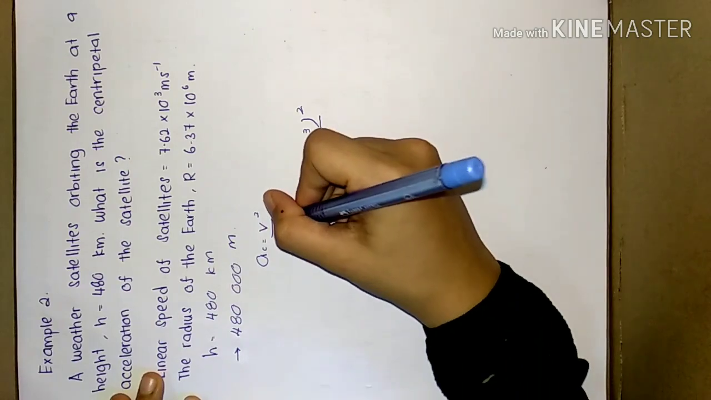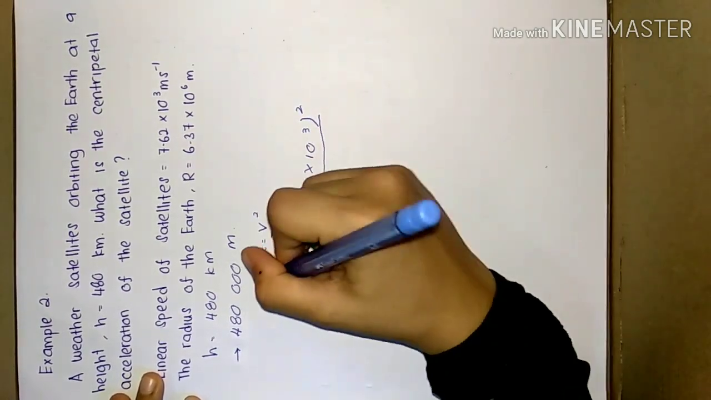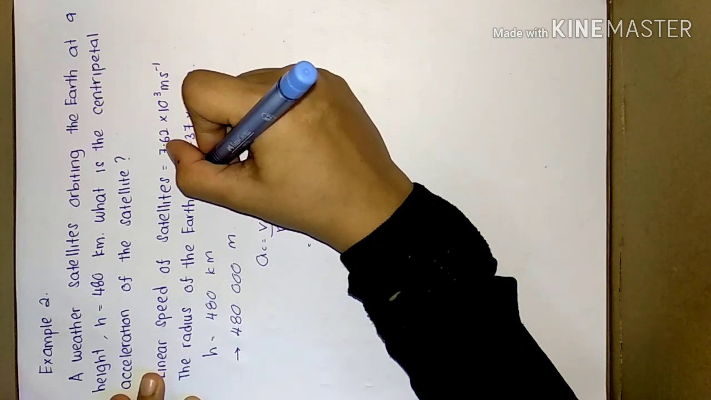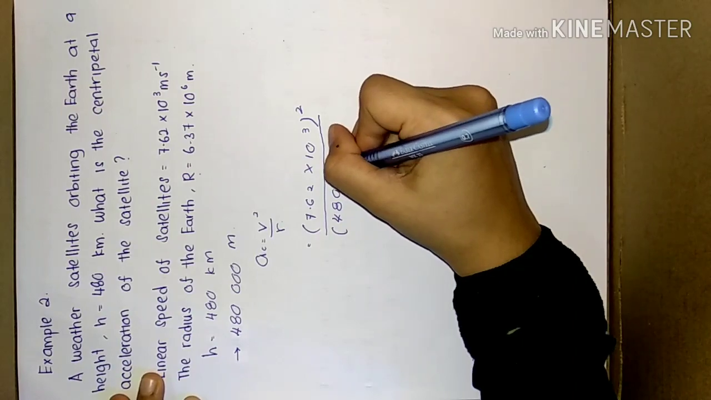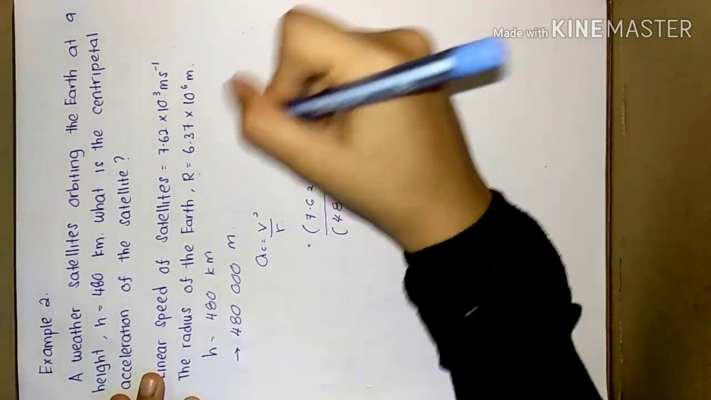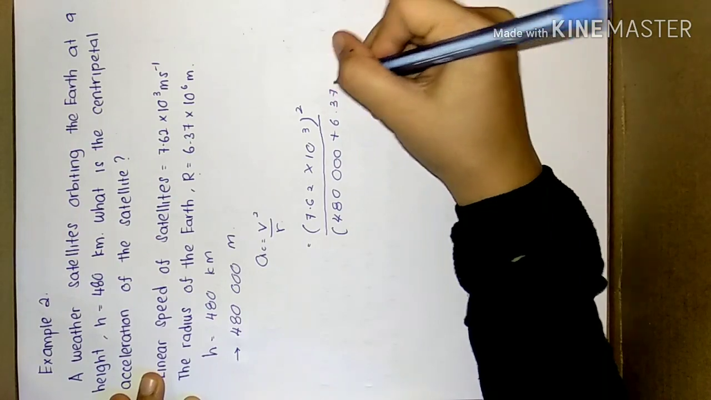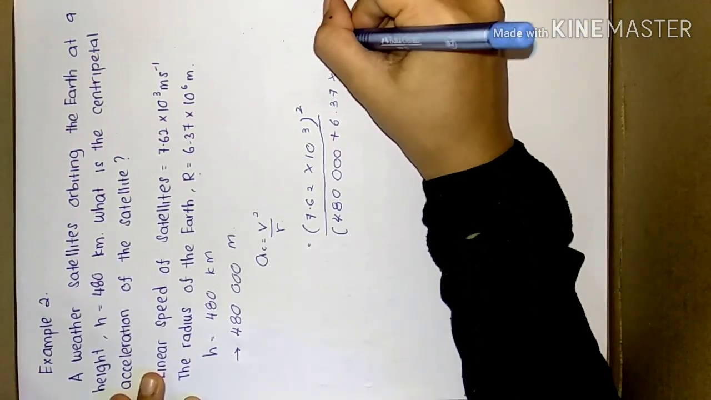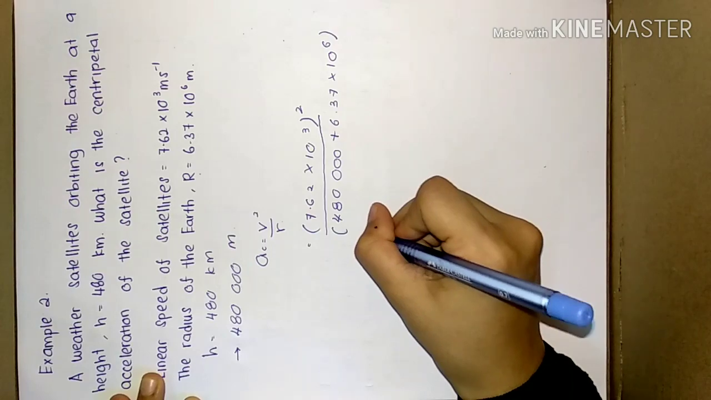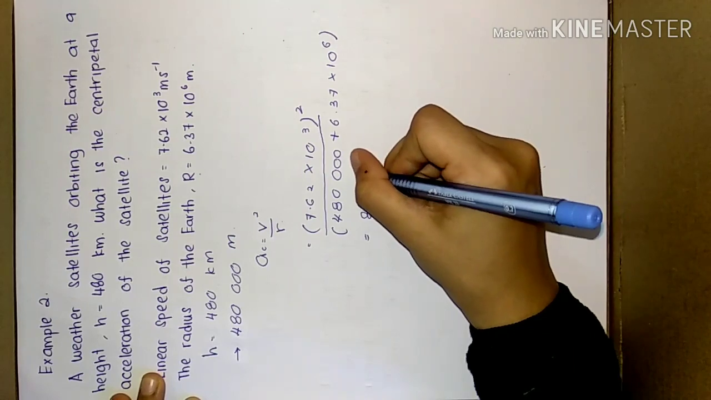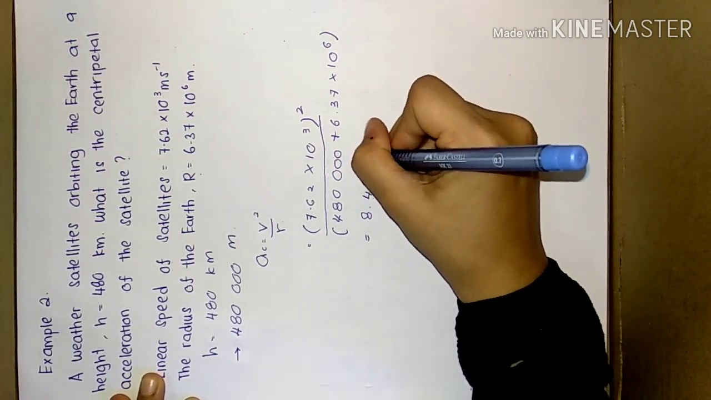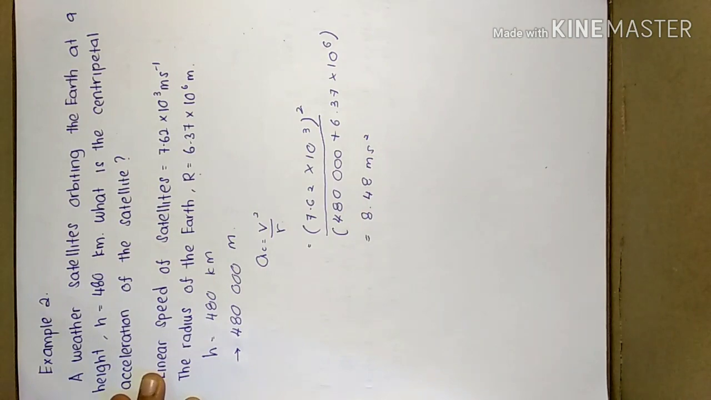The radius for this is the height plus the radius of the Earth. So we have 480,000 plus 6.37 times 10 to the power of 6. Okay, so the answer will be 8.48 meter per second to the power of 2. Okay, so that is for the example.